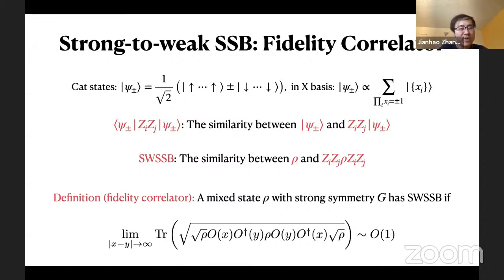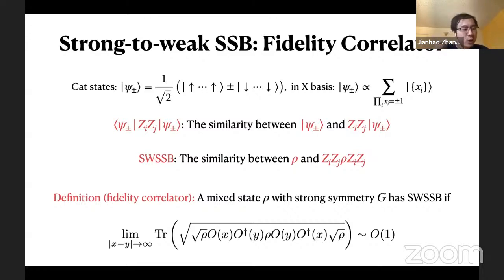So with the help of quantum information science, let me give you a formal definition of the order parameter of the strong-to-weak SSB, in the sense of the fidelity correlator. We say the density matrix rho with a strong symmetry has the strong-to-weak SSB if the following fidelity correlator is of order 1, no matter how far x and y are separated. Here O_x and O_y are local operators carrying the local charge of the strong symmetry G.